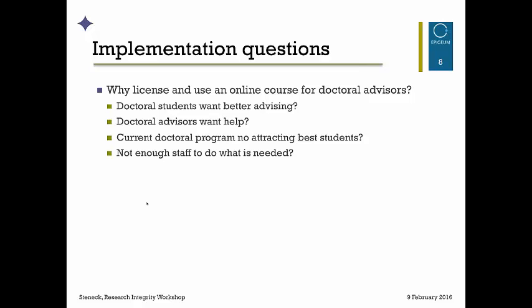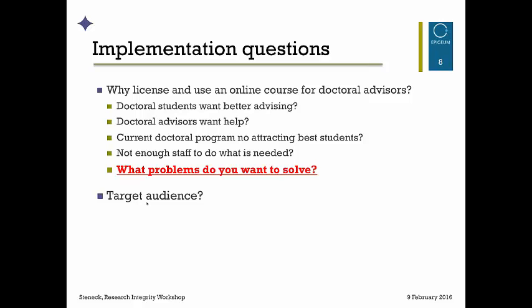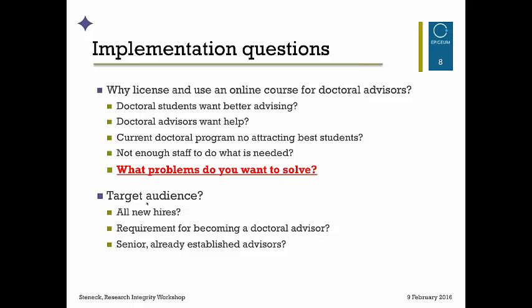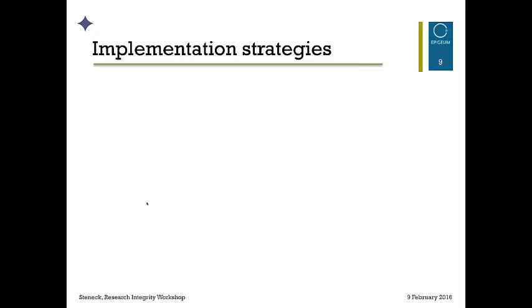With this course, you have to decide what problem it is that you're actually trying to solve and then use the course accordingly. Who is your target audience? All new hires? That's probably a good starting point. A requirement to become a doctoral advisor if you don't automatically become one. Who are you going to target with the course? Senior, already established advisors, that's probably the toughest ones to target, but maybe where the most help is needed. And then implementation strategies. How would you implement it?